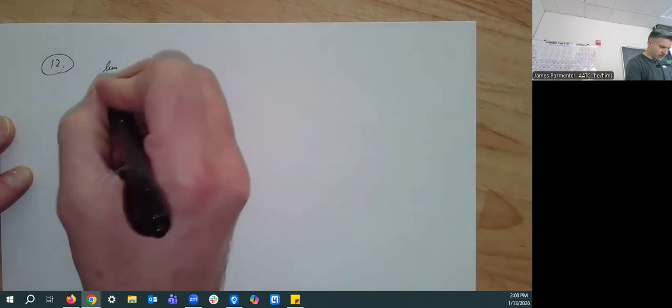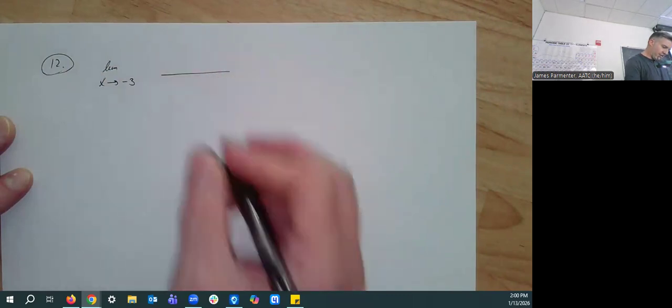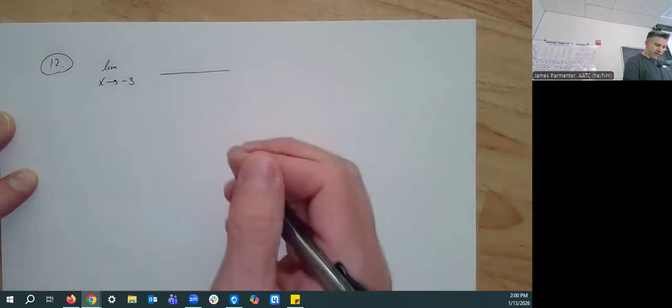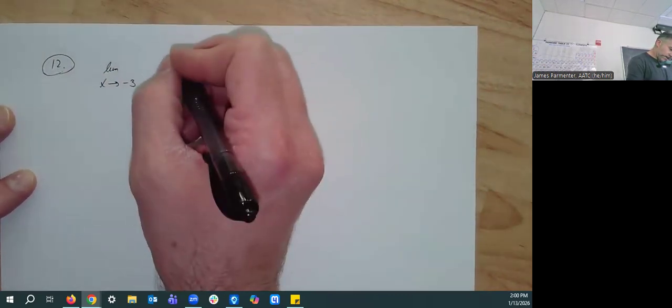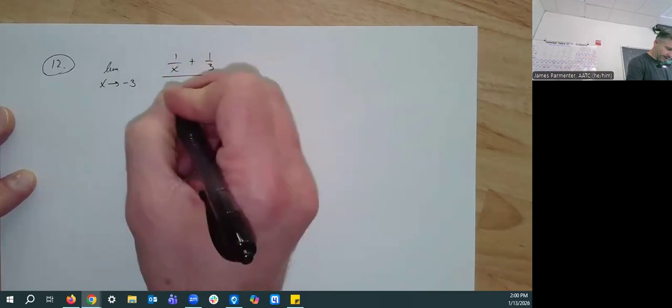Sorry, yeah. So I still want to do one more fraction one because there's something I want you to see. So let's say we had something like numbers here, 12. So we have the limit as x approaches -3 of, sorry, this is when I have to think about what I'm doing here. Sure, let's make it real obvious. 1 over x plus 1/3 over x plus 3.